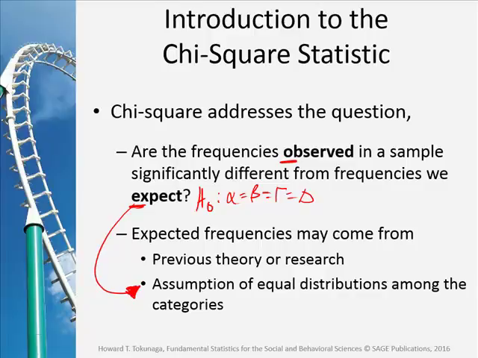So our expectations can come from previous theory or research. So we can build in our expectations. I'm going to caution you against this, though, and revert more towards the idea of equal distributions in categories. We've already done this, right? Because when we assume about a gender gap and we set up a null hypothesis, what do we usually assume? That men and women think the same. So the only wrinkle here is that we can have multiple groups.